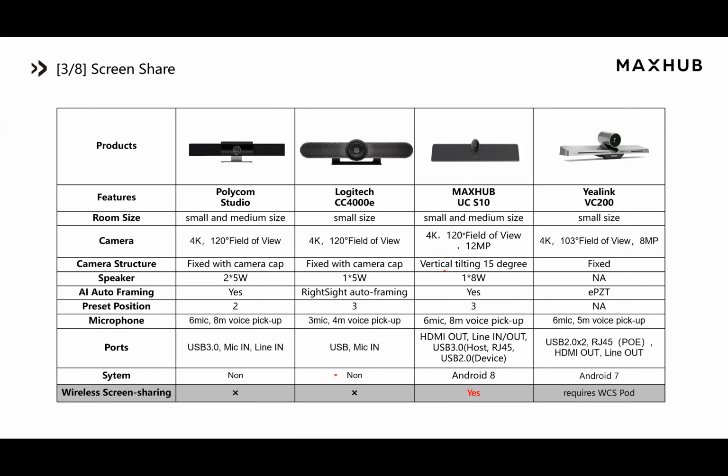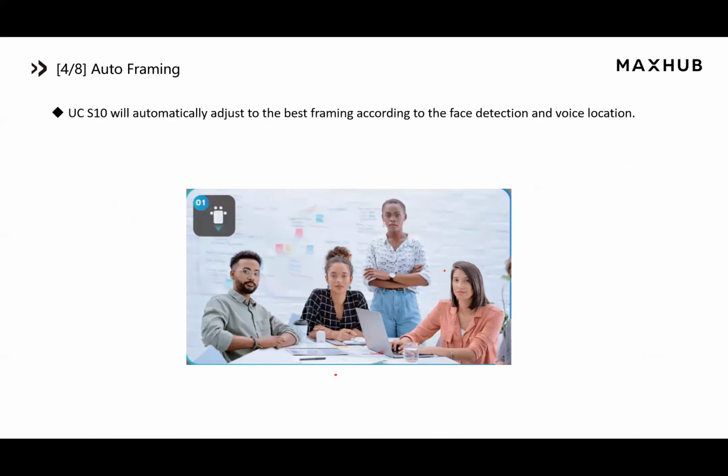This is the strong function which we recommend for the UCS10, because for remote video conferences and local meetings, it has many advantages in the market.